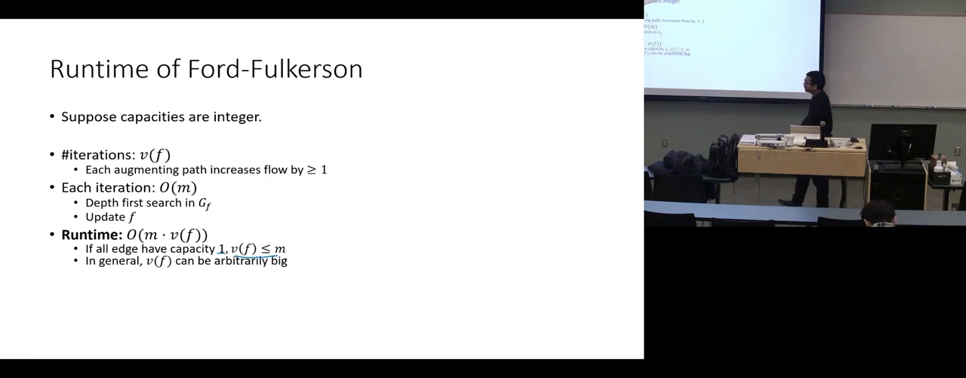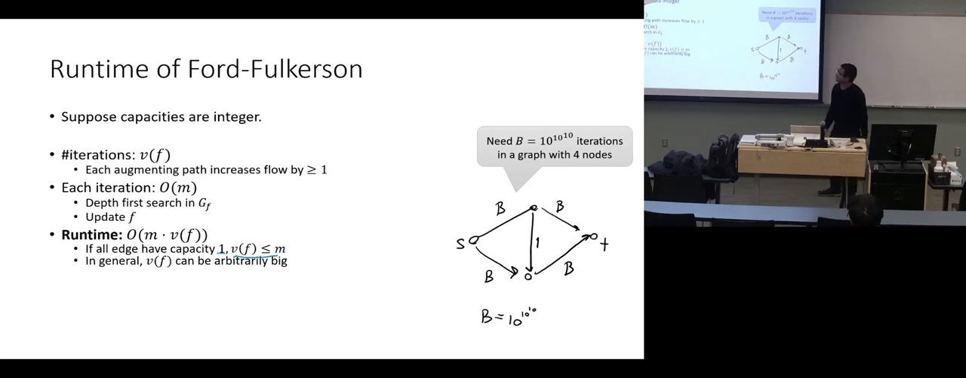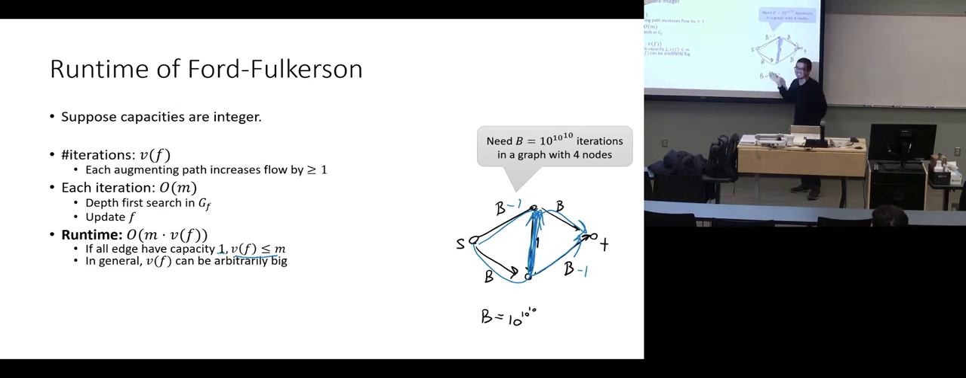Because let's look at this graph with just 4 nodes. And B here is some big number. Now Ford-Fulkerson might augment flow in this way. Now this is minus one, minus one, and the edge going in this way. Then it just goes this way. So you see, Ford-Fulkerson can just keep augmenting along this and increase the flow by one at each iteration. It just spends B iterations, although the graph is of size 4.